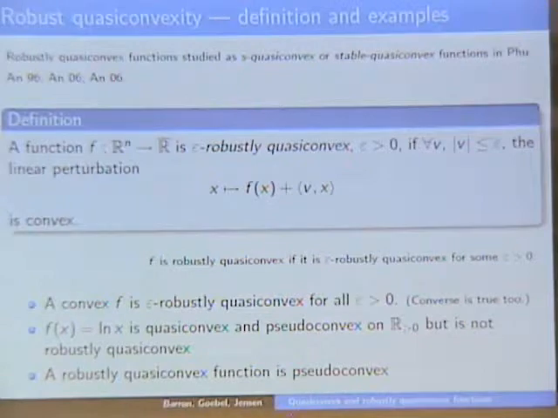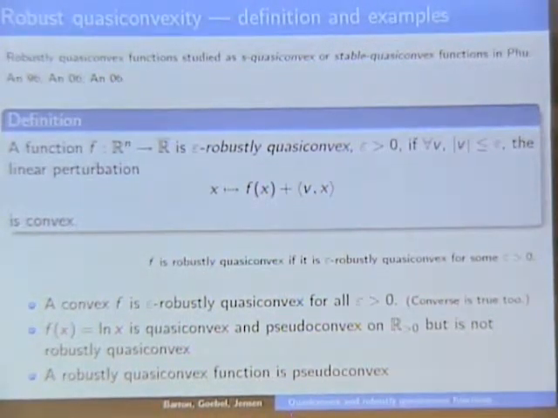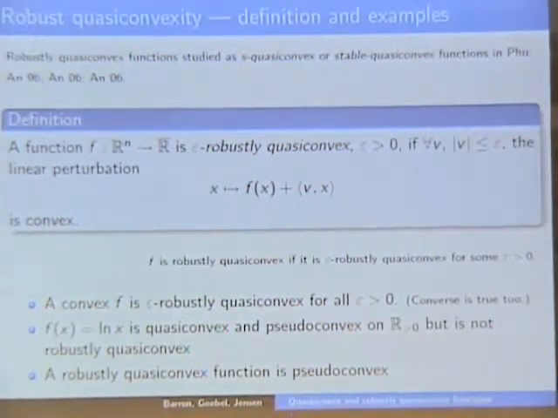Okay, so a function is robustly quasi-convex, or epsilon robustly quasi-convex, if you can perturb it by small affine or small linear perturbations and you preserve quasi-convexity. For short, I'll just say robustly quasi-convex if it is epsilon robustly quasi-convex for some epsilon. Examples: every convex function is robustly quasi-convex for every epsilon, in fact. And the converse is true as well. A quasi-convex function that you can perturb by arbitrarily big linear functions and preserve quasi-convexity is convex to start with.